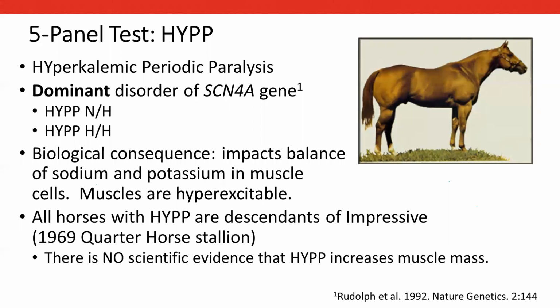HYPP is interesting because it's one of the few genetic diseases that can be attributed to a particular bloodline. All horses with this HYPP mutation are descendants of Impressive, who was a 1969 quarter horse stallion. He's very popular in the halter bloodlines, and he had good muscling. However, I do want to mention that there's no scientific evidence that HYPP itself increases muscle mass in these horses. So I would argue that there isn't a reason to keep breeding HYPP horses.